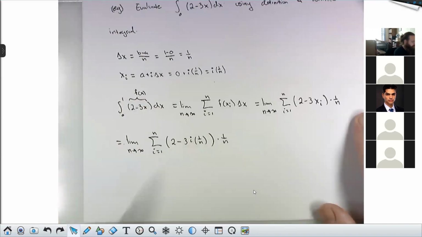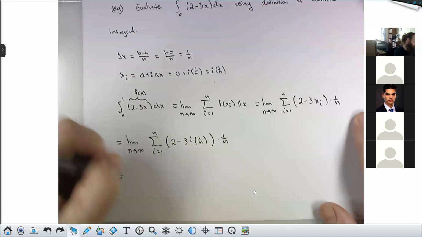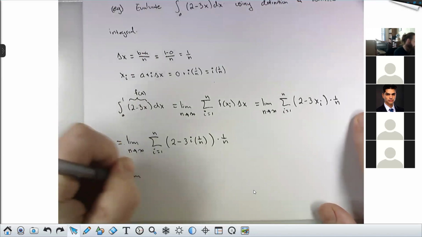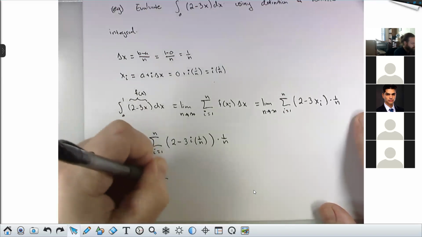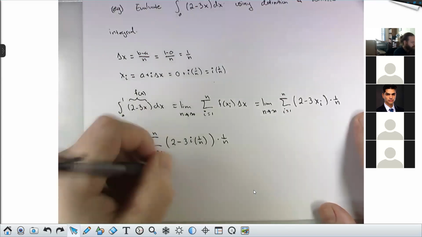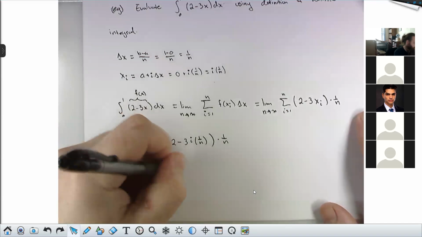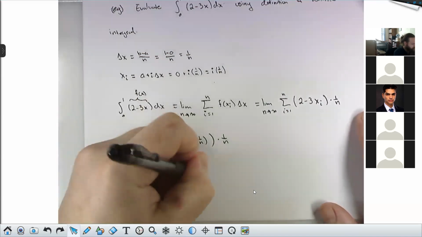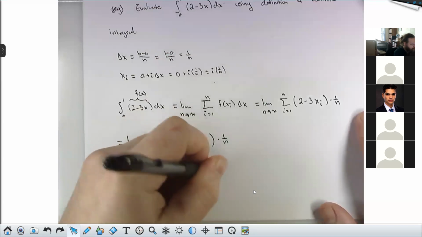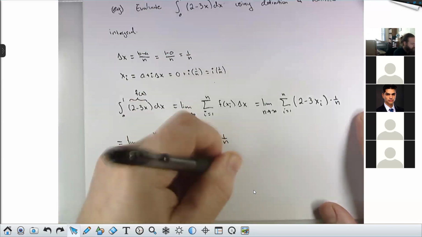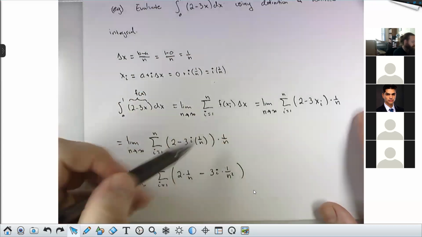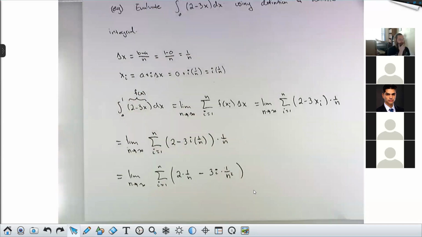I'll distribute the 1 over n. Limit as n goes to infinity, sum from i equals 1 to n. When I distribute that 1 over n, I get 2 times 1 over n minus 3i times 1 over n squared, right? Because 1 over n times 1 over n is 1 over n squared.